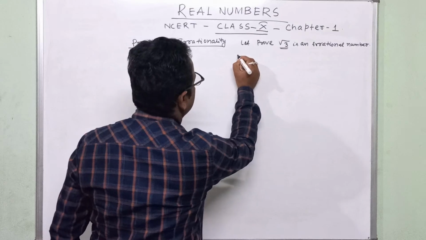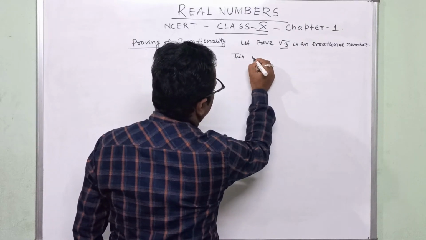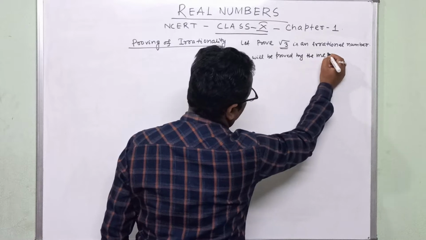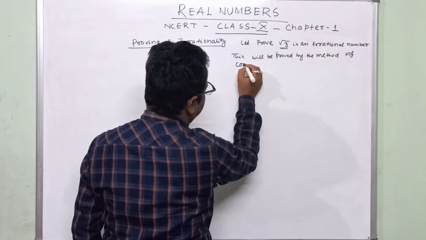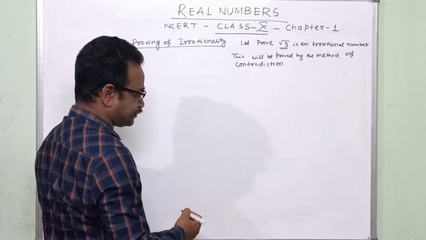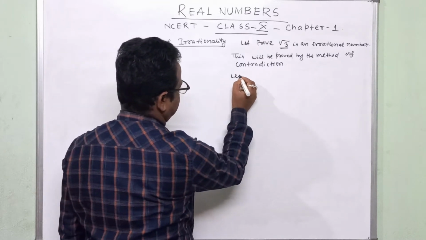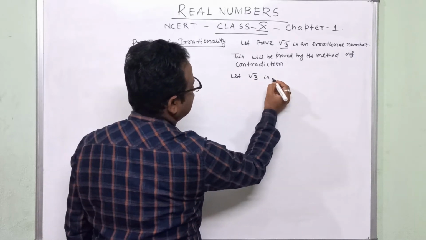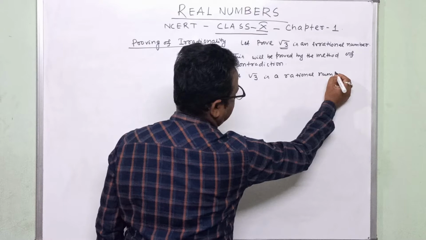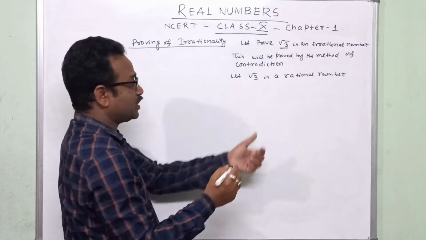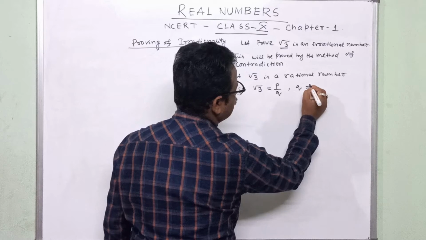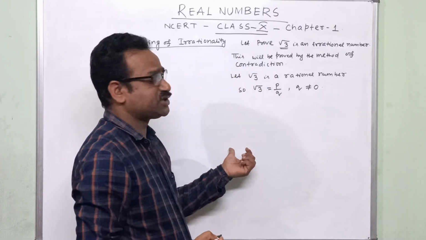So this will be proved by the method of contradiction. Now let root 3 be a rational number. So root 3 is equal to P by Q, where Q is not equal to 0, and P and Q are positive integers.